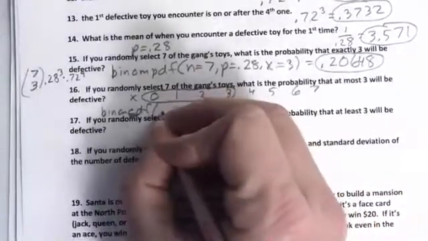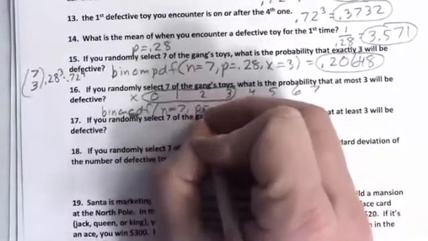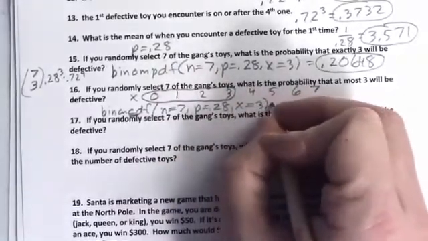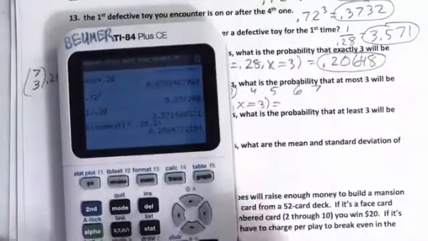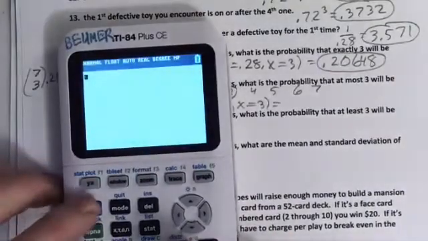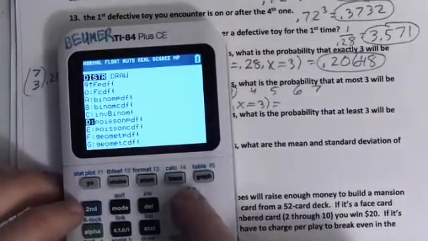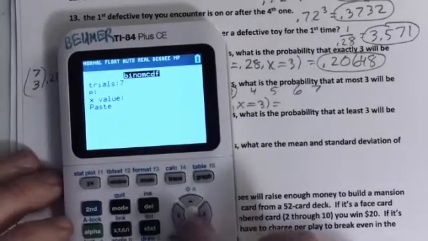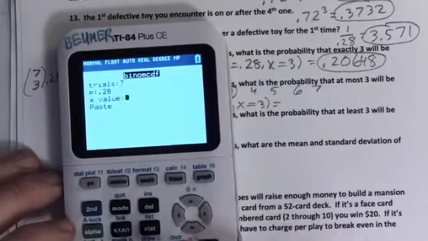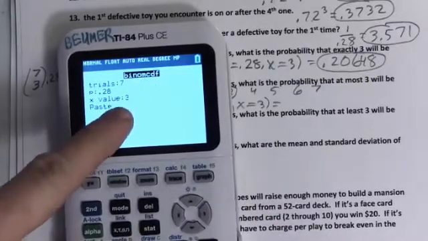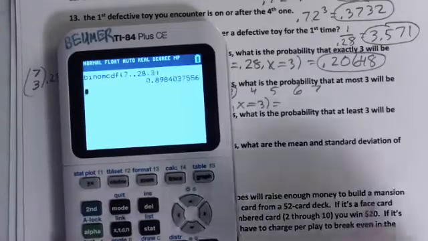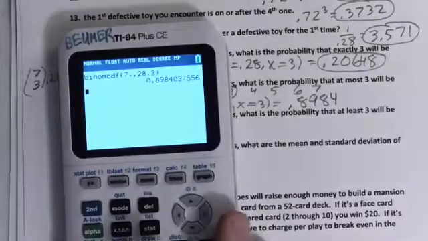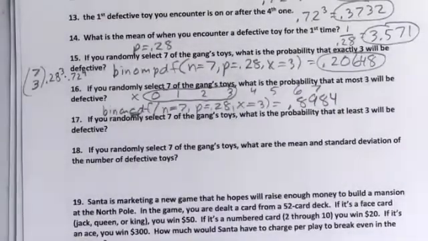And so we're going to enter in n is equal to 7, p is equal to 0.28, and our x is equal to 3. And so when we do that, now CDF is right below PDF. So we will go second distribution and go to Binomial Cdf right there for cumulative. Our n is 7, our p is equal to 0.28, and our number of successes is 3 or below. CDF means that or below. And so we would get 0.8984 approximately. So there we go.